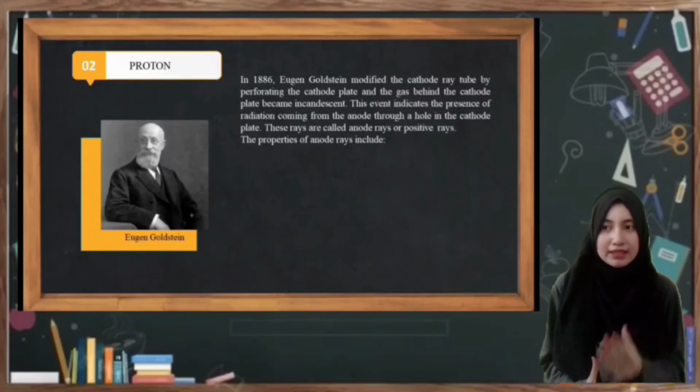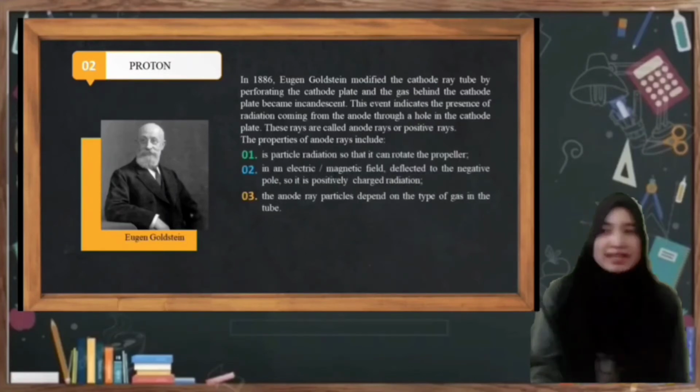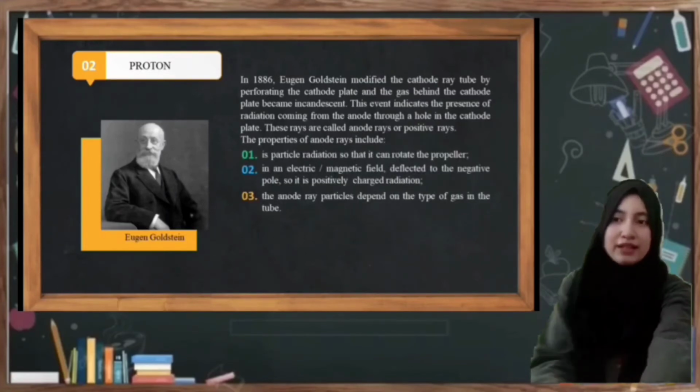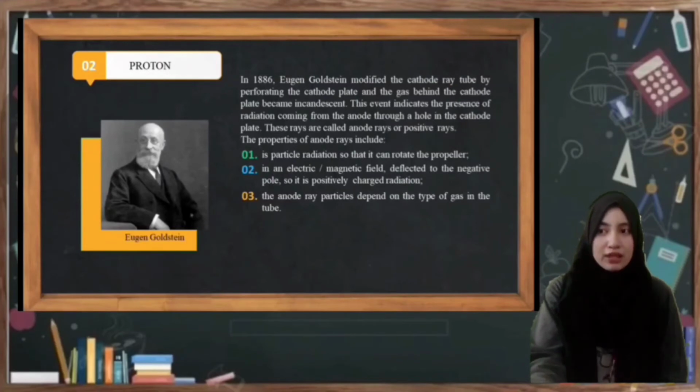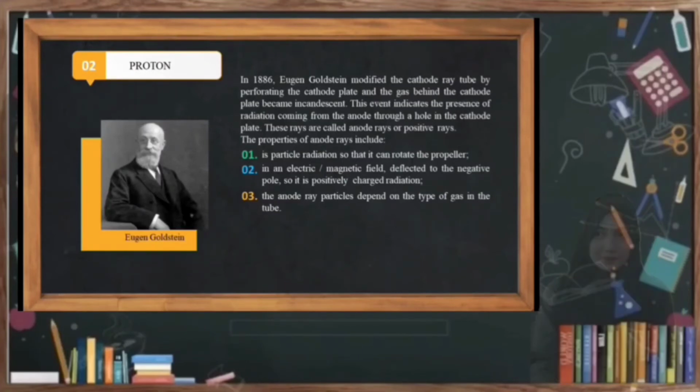The properties of anode rays include three. The first is particle radiation, so that it can rotate the propeller. The second, it is deflected by an electric or magnetic field to the negative pole, so it is positively charged radiation. And the third, the anode ray particles depend on the type of gas in the tube.